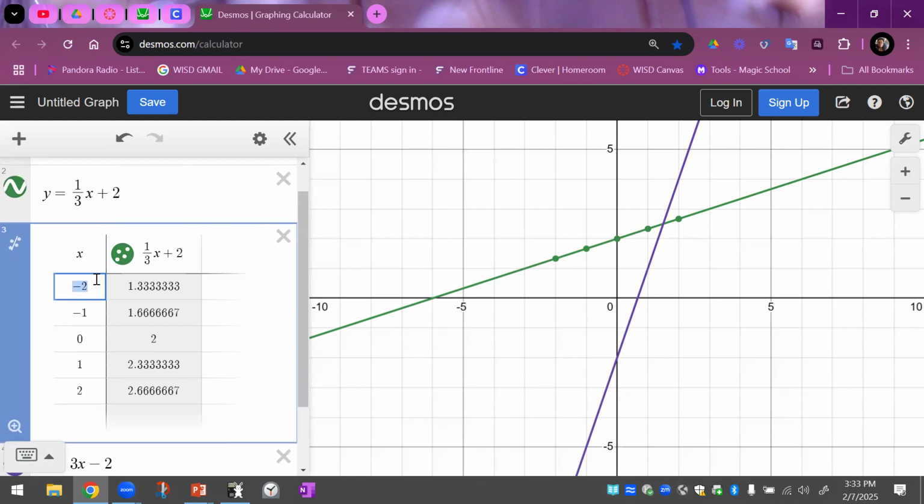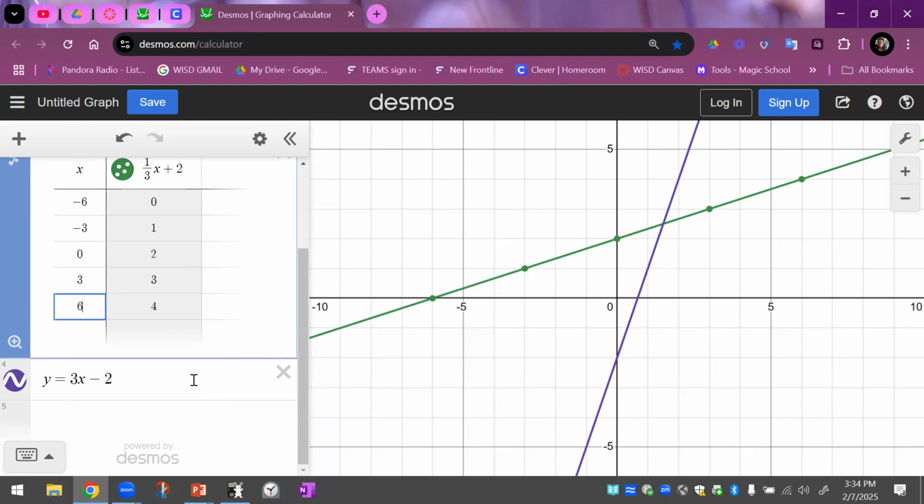Okay, the reason why I wanted us to look at this one is because notice that our numbers aren't friendly, right? So what I notice here is I'm dividing by 3. If I'm dividing by 3, I want multiples of 3, right? -2 is not a multiple of 3, but -6 is. And -3 is. So when I put in friendlier numbers, notice that it gives me more manageable numbers, right? So this is the simplified table for 1/3 x plus 2.